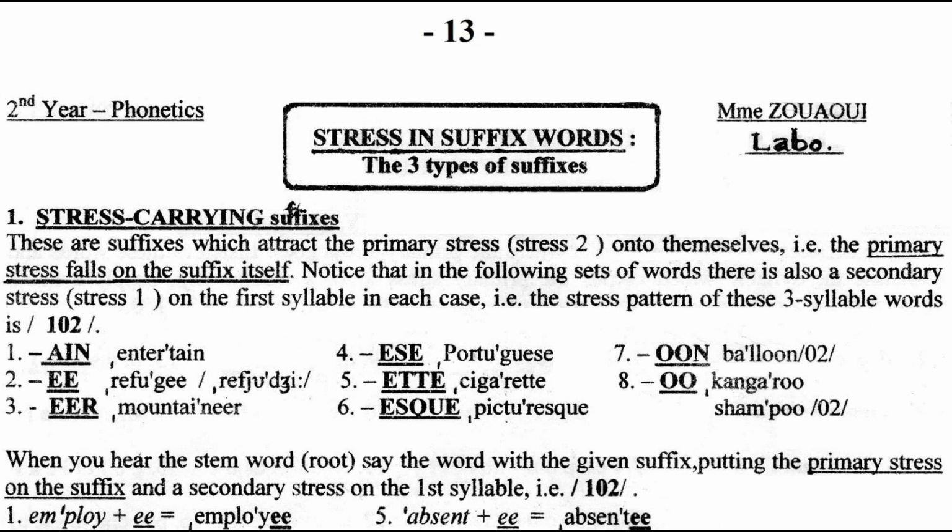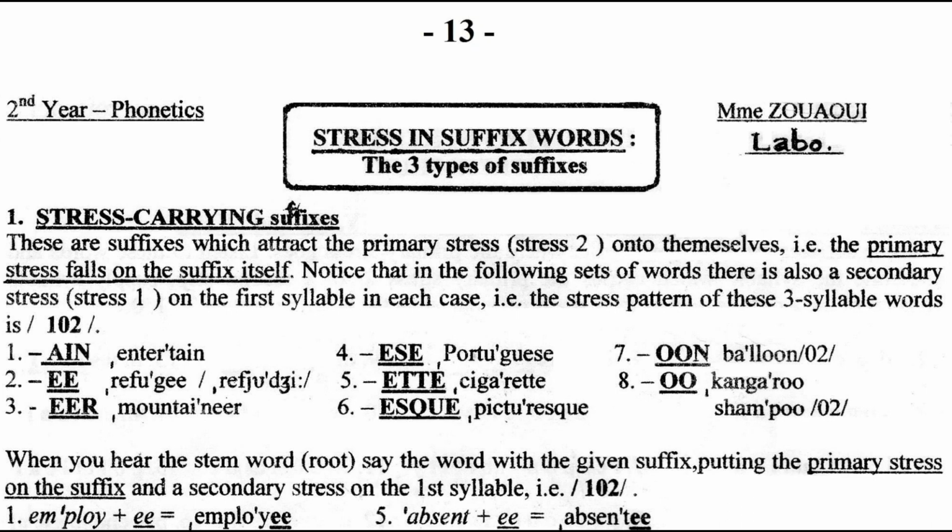So we practice together. Number 1, the stress-carrying suffix ain, like entertain, entertain. 2, the stress-carrying suffix ee, like refugee, refugee. 3, the suffix eer, like mountaineer, mountaineer. 4, the suffix ese, like Portuguese, Portuguese. Number 5, the suffix ette, like cigarette, cigarette.